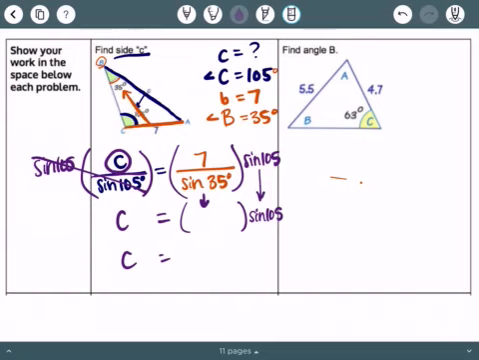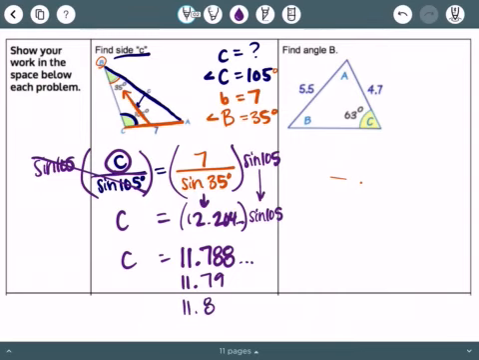All right, so we have 7 divided by sine 35. That's actually going to give me 12.204. And then I'm going to multiply that times sine 105. There we go. That gives me 11.788. There are more decimals, but that's the corrected version. So we could say 11.79 if you wanted to round to 2, or we could say 11.8. Any of these answers are correct. Excel is going to ask you for 11.8. So just a note to be careful, your calculator should be in degrees.